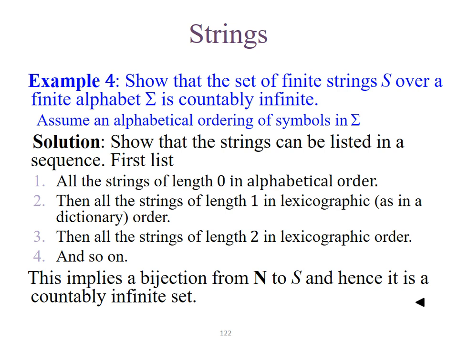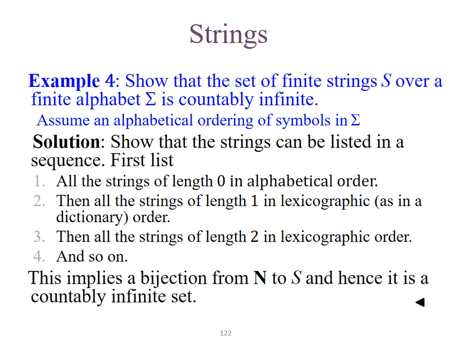Okay, next let's see strings. Let's see this example. If we have a set of finite strings S over a finite alphabet set sigma, then the set is countably infinite. So let's consider what a finite alphabet set is. Just like our English alphabet, A, B, C, D through Z, totally 26 letters. And then we can use this alphabet set sigma to form English words. That will be a finite string.